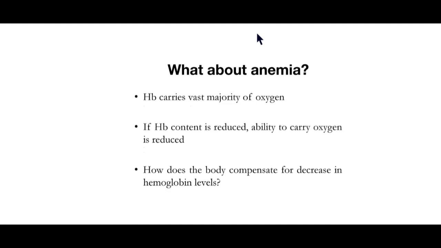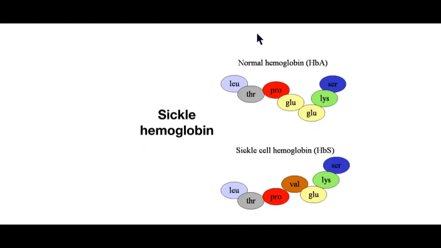This comes into our sickle cell problem. So, normal hemoglobin, which is on the top, that hemoglobin A, that is typically what you're going to see for the amino acid sequence.